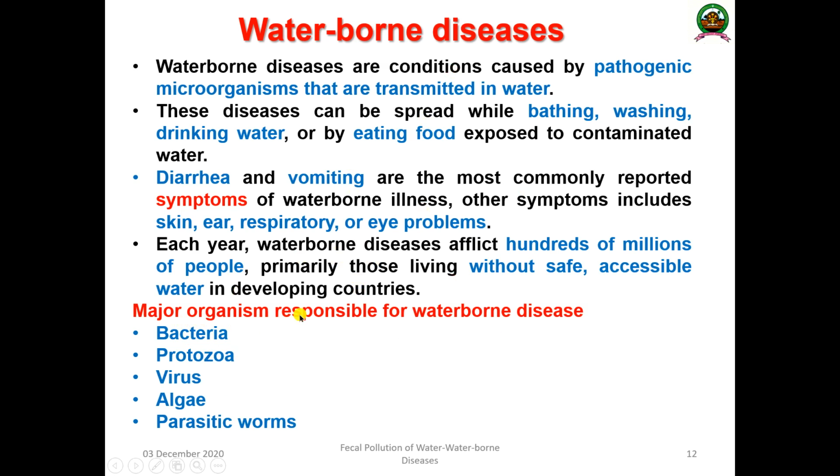The major organisms that cause waterborne disorders or diseases are bacteria, protozoa, viruses, algae and parasitic worms. These are the major organisms that cause waterborne disease. Among these, bacteria, protozoa and viruses are the major ones. Some of the waterborne diseases, their causative organisms, sources and common symptoms we are going to discuss in the next couple of slides.